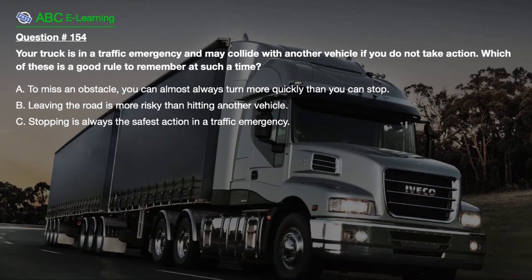Question number 154. Your truck is in a traffic emergency and may collide with another vehicle if you do not take action. Which of these is a good rule to remember at such a time? A. To miss an obstacle, you can almost always turn more quickly than you can stop. B. Leaving the road is more risky than hitting another vehicle. C. Stopping is always the safest action in a traffic emergency.